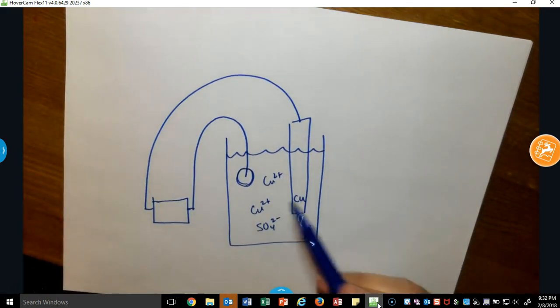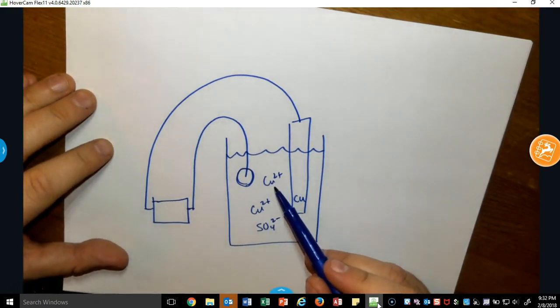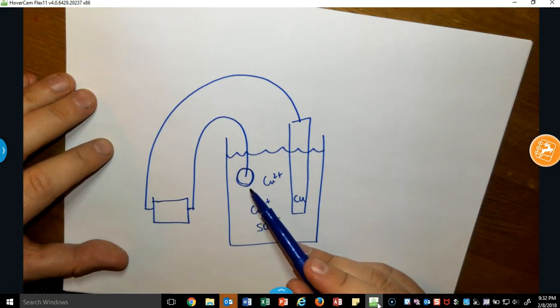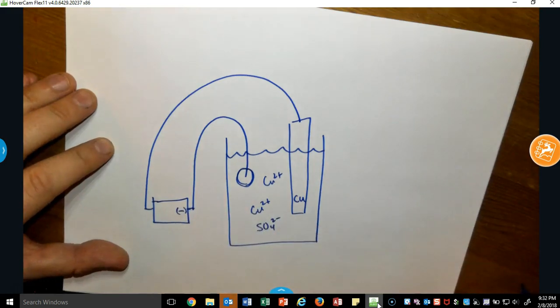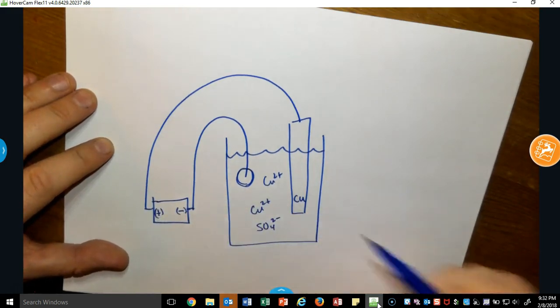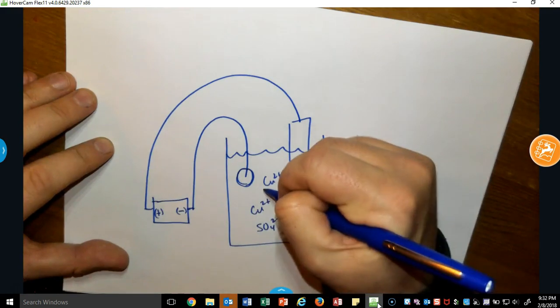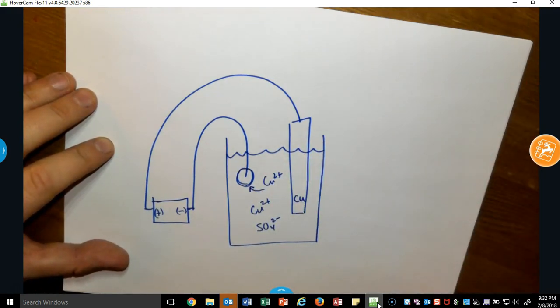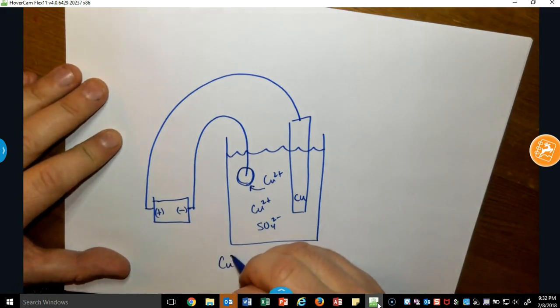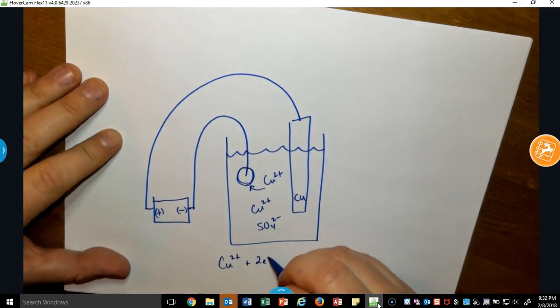Okay, now if we want to reduce these copper ions into copper, we have to attract them to the negative electrode. And if we want them to be plated onto our coin, then we have to make the negative electrode the one attached to the coin. Right? So once we do that, the copper ions will migrate over to the coin and be reduced into copper metal. So that half equation will look like this.